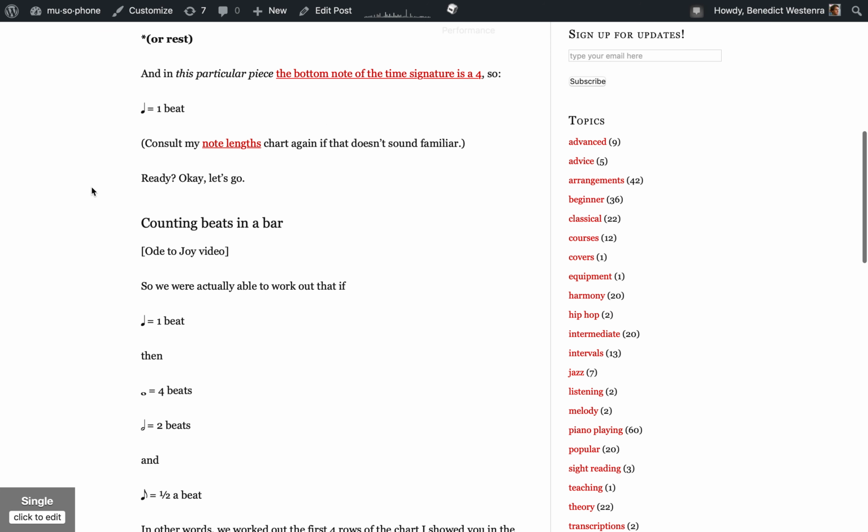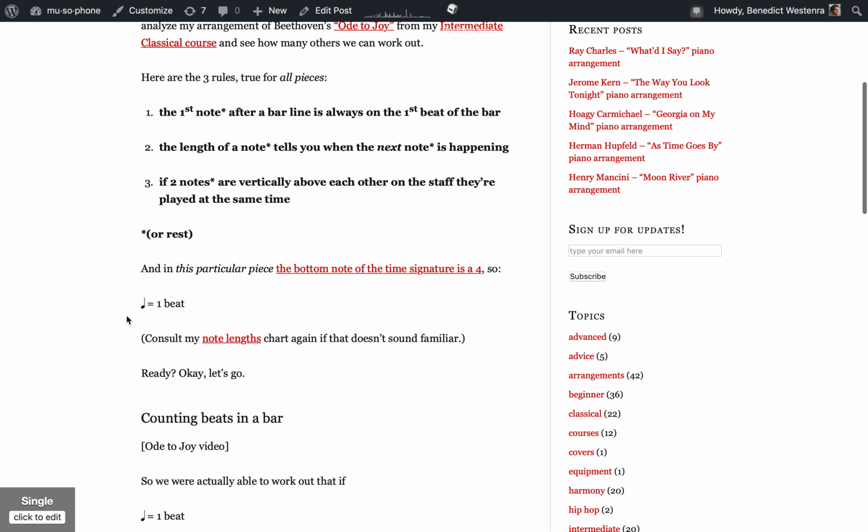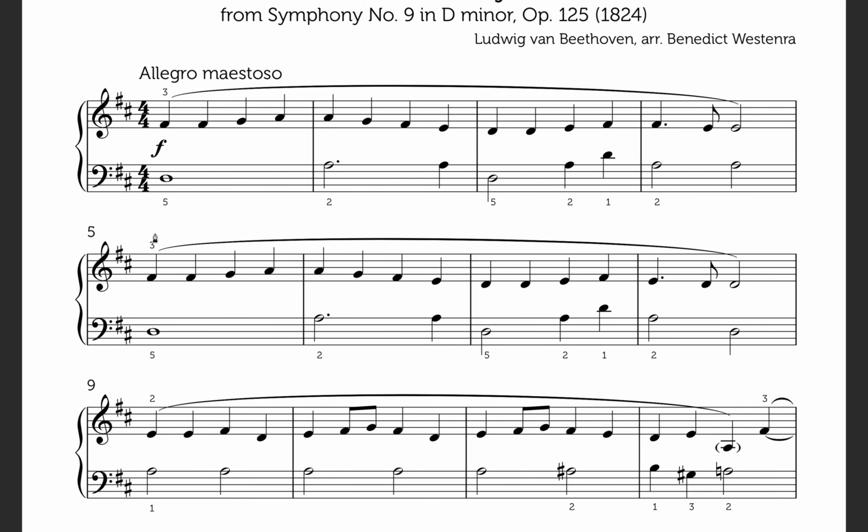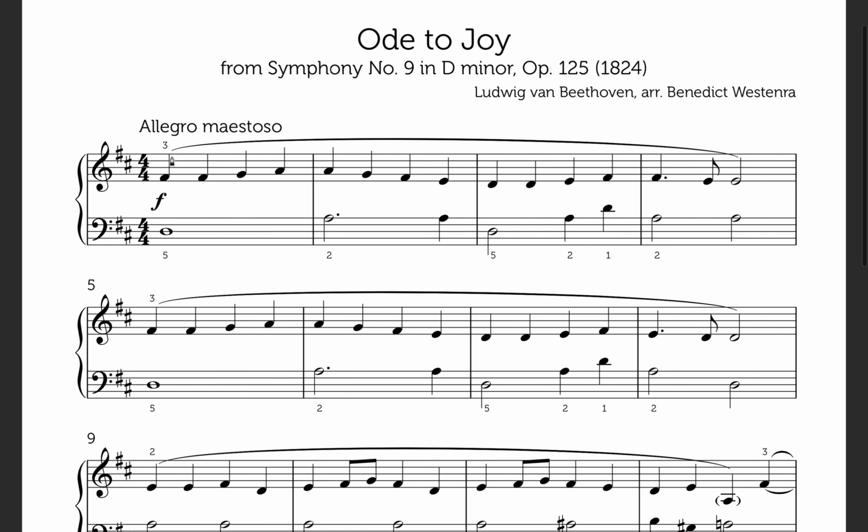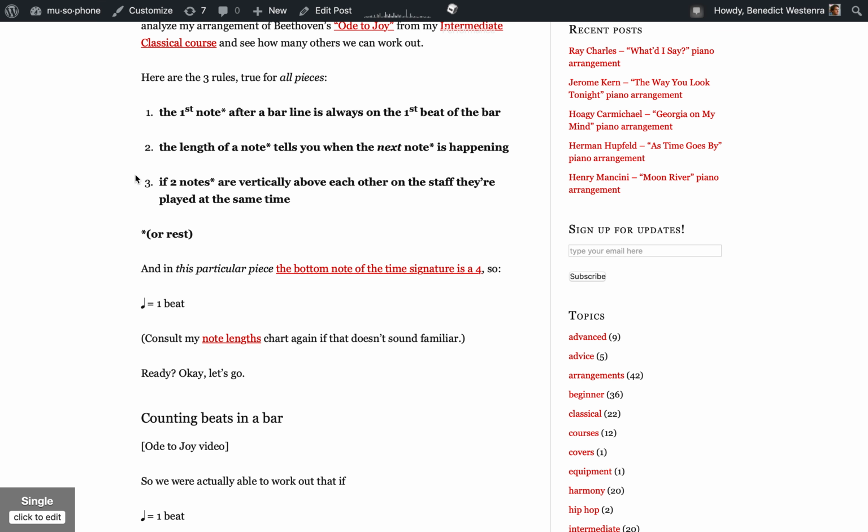So just to go up to that piece of information higher up, it says that a quarter note is 1 beat, which means that in Beethoven's Ode to Joy, this is a quarter note. A quarter note is basically a note where the head is filled in and it has a stem, as opposed to, say, this note here, where the head is empty and it doesn't have a stem. If the head is filled in and it has a stem, that is 1 beat in this particular score because the bottom number is a 4. That's a very weird sounding rule if you're new to sight reading.